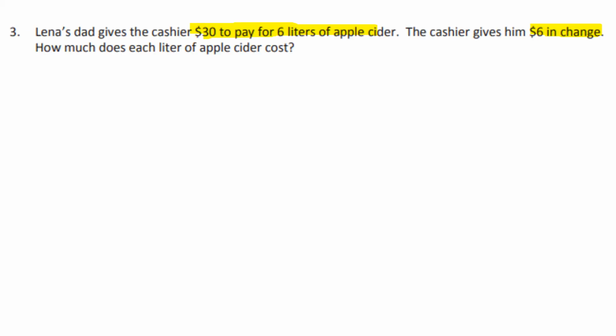Number 3, Lena's dad gives the cashier $30 to pay for 6 liters of apple cider. The cashier gives him $6 in change. How much does each liter of apple cider cost? Again, we're going to need to do division. So take your time.